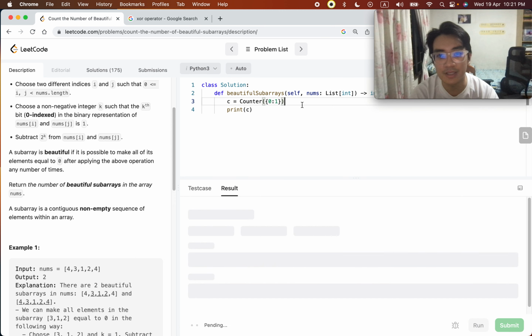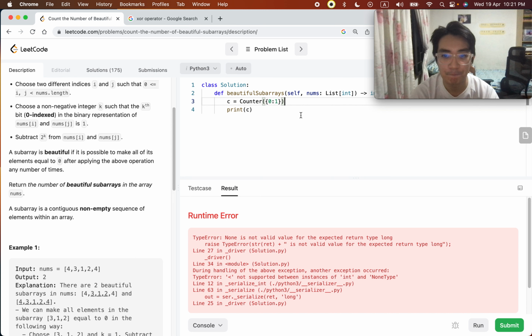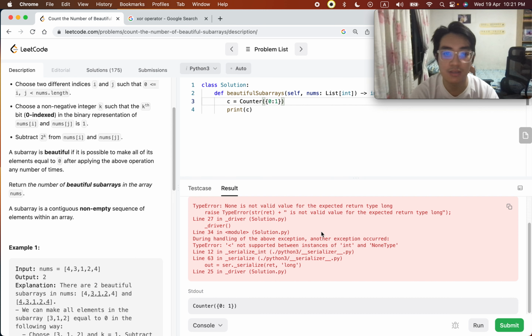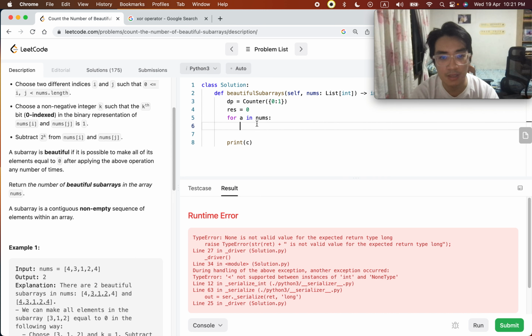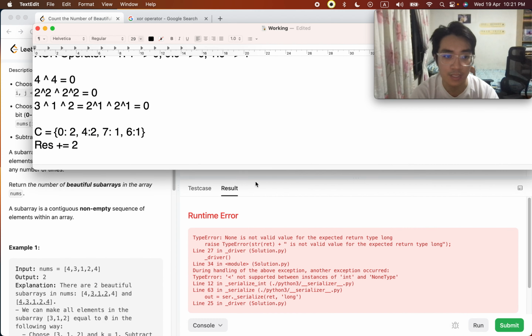Okay, so let's just print it, make sure that we're correct. Okay, counter, right? Let's hope this works. So result equals to 0 for a in nums. I think we can call this dp as well, because we're sort of caching it. And then result can be equals to 0. So those are the two variables we need.